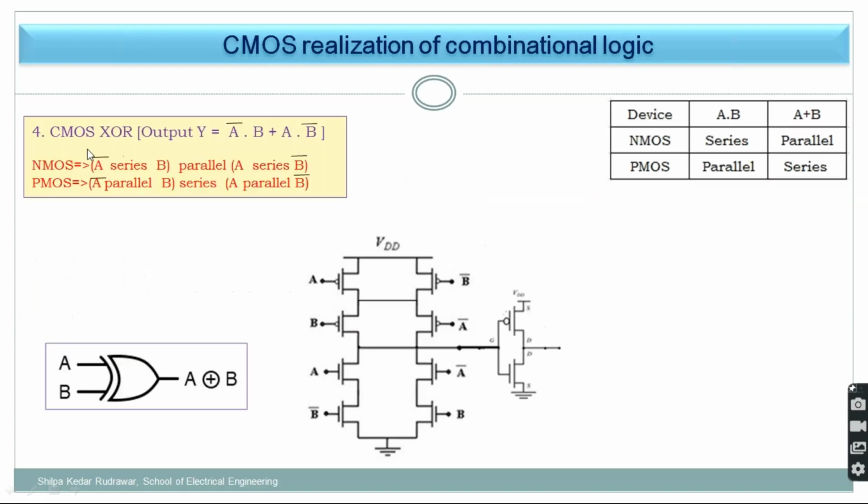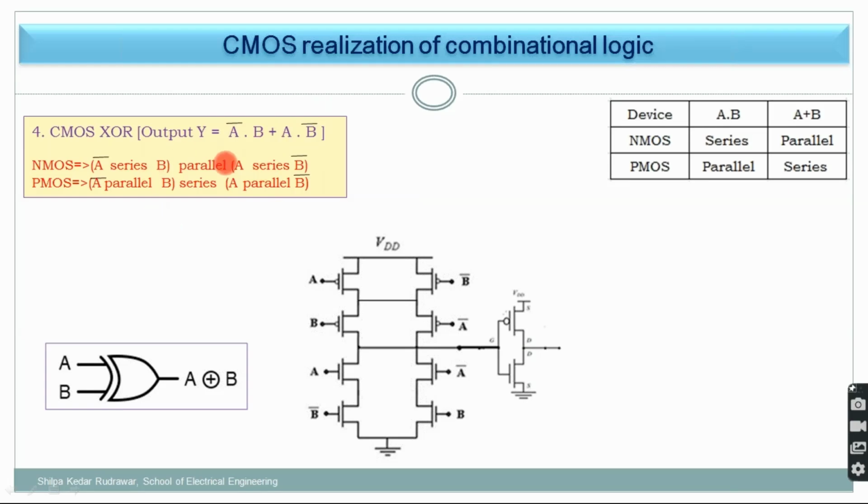Next problem I'm taking. Suppose this is the CMOS EXOR gate. What is a CMOS EXOR gate? That you already know, so I'm not going into detail of that. So this is the EXOR gate having two inputs, which is denoted by this particular symbol A plus B. In another way, it is represented by Y equal to A bar dot B plus A dot B bar. This is the thing.